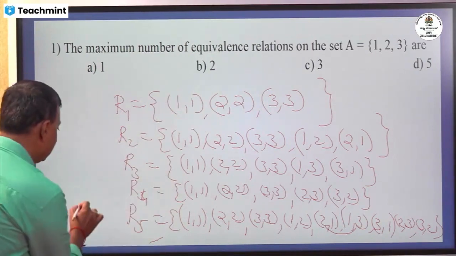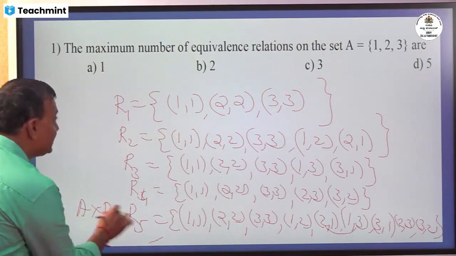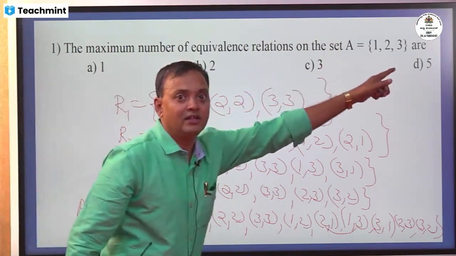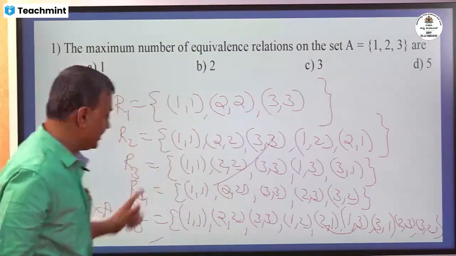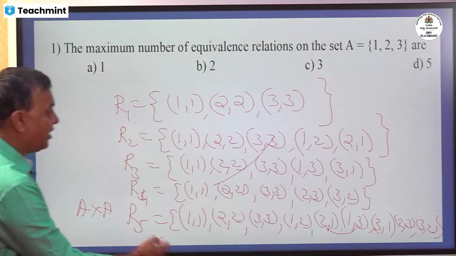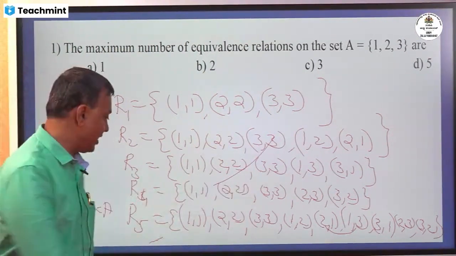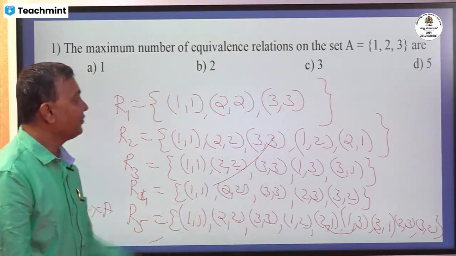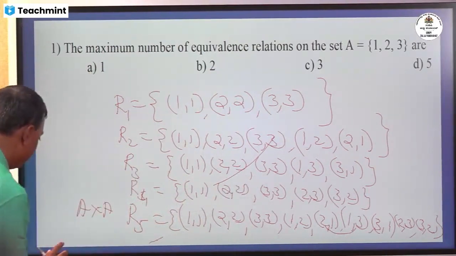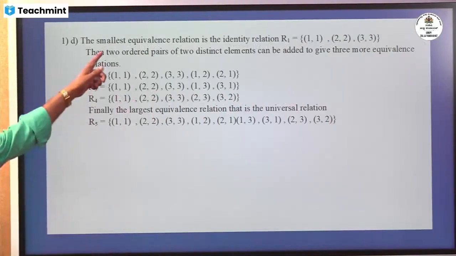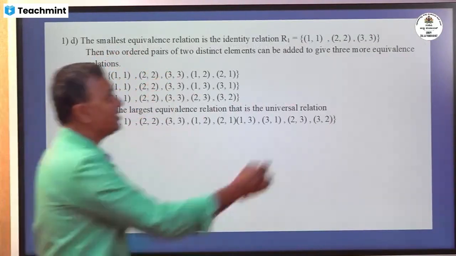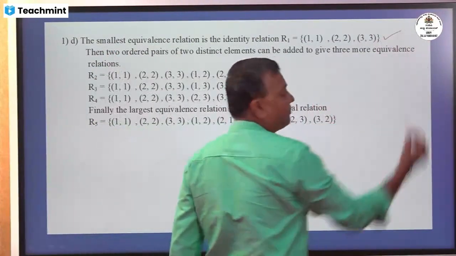Last one is, this is nothing but A cross A. Set A has only 3 elements. Then A cross A is 3 into 3, 9 ordered pairs. Correct? So 9 ordered pairs. This is A cross A. So in total we get the smallest equivalence relation. This is the smallest equivalence relation.